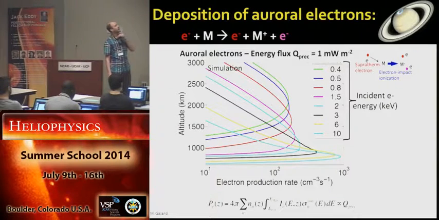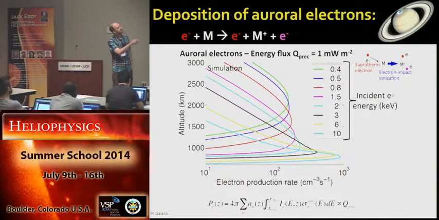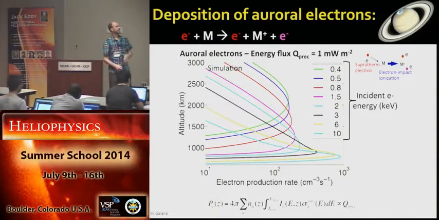Okay, now let's move on to deposition of auroral electrons and how they differ. So here is the electron production rate from simulations of precipitating energetic electrons versus altitude. And each color represents a different mean energy of the incident electron distribution. So from green to cyan, we are continually increasing the energy of the precipitating electrons. And you can see, as we said before, they peak lower and lower in the atmosphere because they require more and more collisions to thermalize with the ambient population.